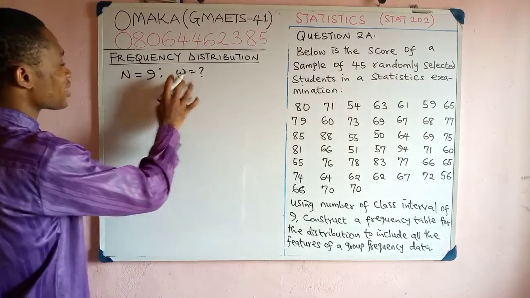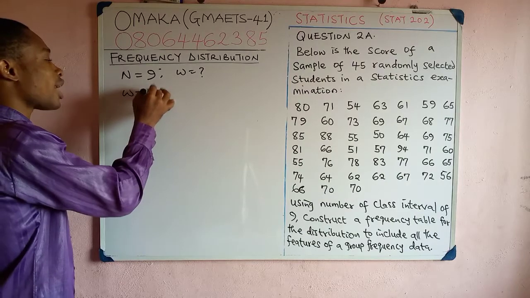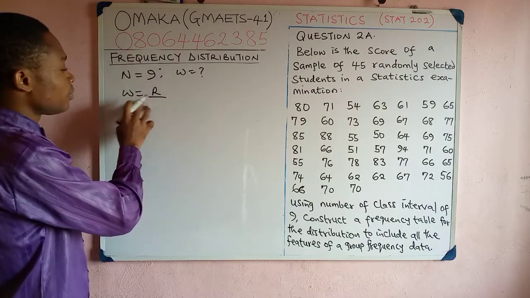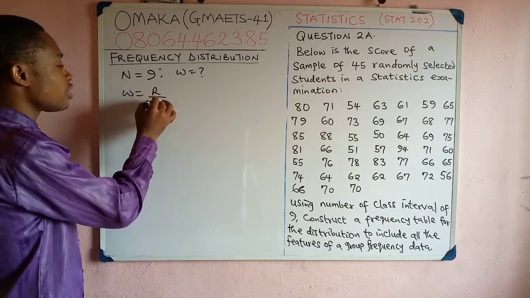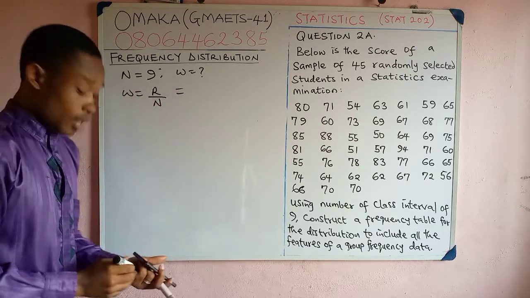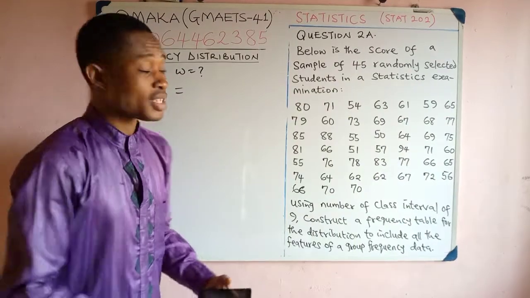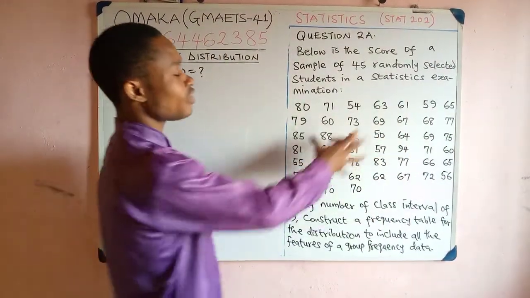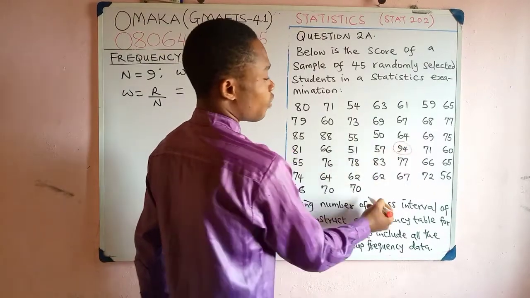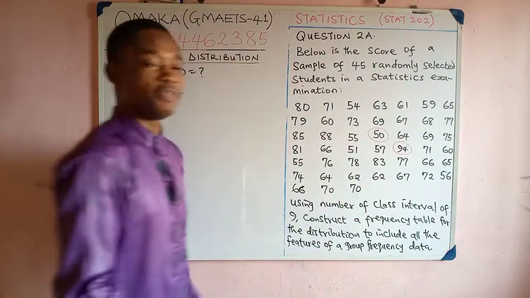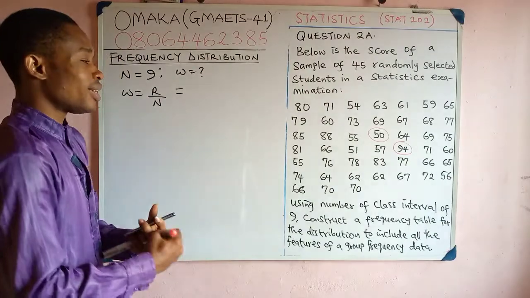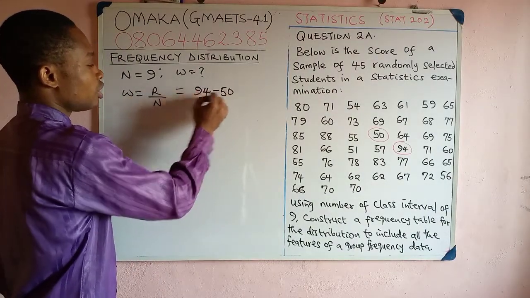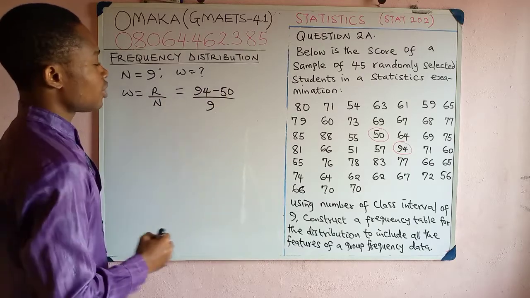We'll quickly go and get our class width, because you know that class width is what will help you set up the class interval. So it's going to be W, our class width, equal to range R divided by number of classes. Now to do that, how do you get your range? Range is highest observed value minus lowest observed value. The highest value here is what? 94. The lowest value is 50. So we're going to do 94 minus 50. That gives us our range. Then divide by number of classes, 9.